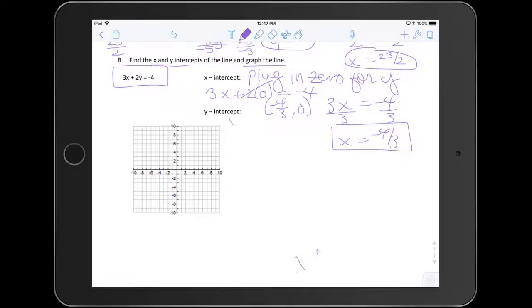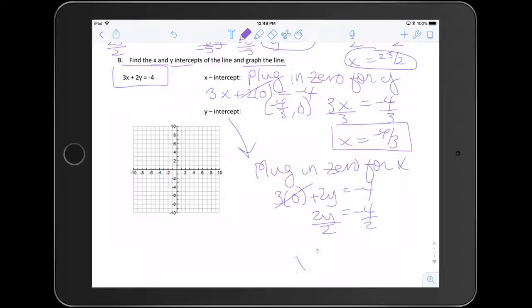To find the y-intercept, we're going to plug in 0 for x into the equation. So that would give us 3 times 0 plus 2y equals -4. 3 times 0 is 0, so we're left with 2y equals -4. Divide by 2, and y equals -2. So that means my y-intercept, which would have an x-coordinate of 0, is 0, -2.